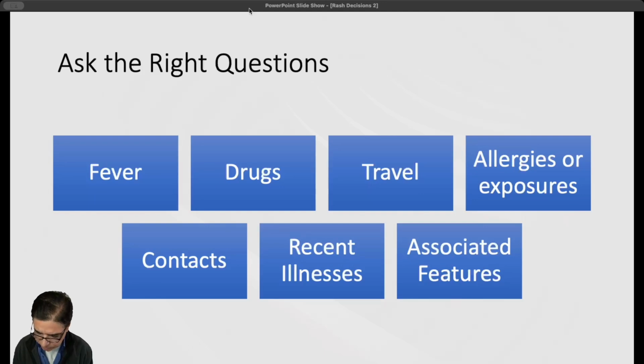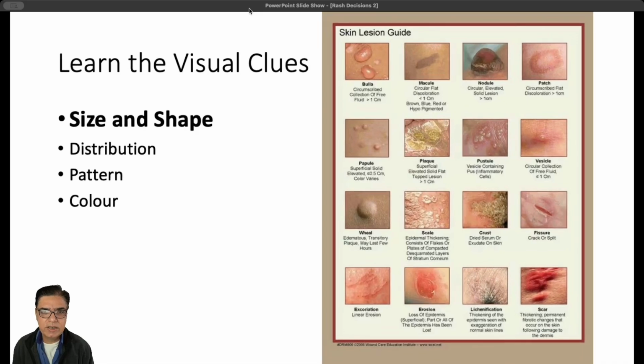It's very, very important. Then once you have asked the right questions, like a focused history, it's important to learn the visual cues. In visual cues, there are 4 things that you should mention about any rash that you see: size and shape, distribution, pattern, and color. Let's talk about them one by one. When we talk about size and shape, it's very important that you describe the rash. It's not simply saying somebody has got a rash; what sort of rash it is.